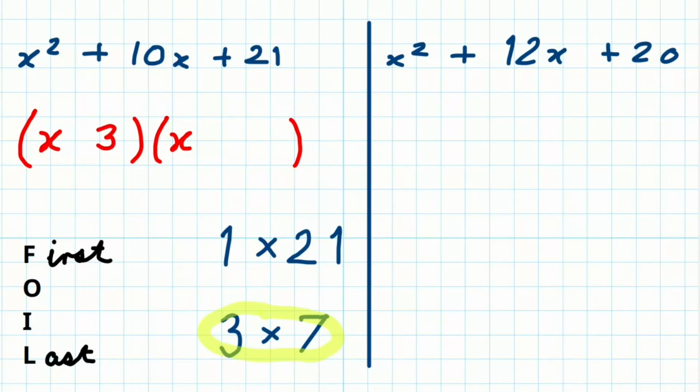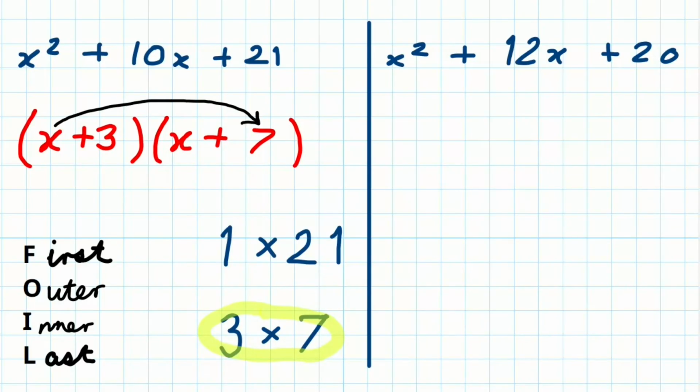Let's check. If we put in 3 and 7, then now we're looking for the plus 10x. And we'll look at for the I in FOIL. So we'll look at the outer and we'll look at the inner terms. So the outer terms would be x times 7, which would be plus 7x. Inner terms would be 3 times x, would be plus 3x. Does this work? Do we get plus 10x? Yes, we do. Plus 7x plus 3x would give you plus 10x. So this is the answer, x plus 3, x plus 7.